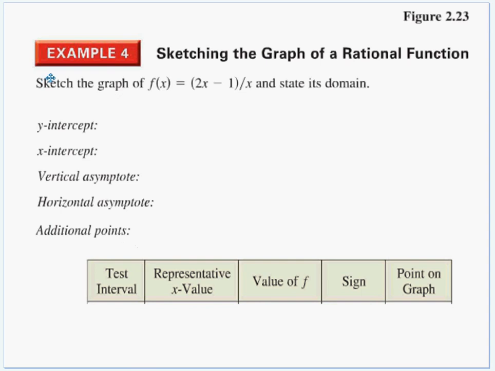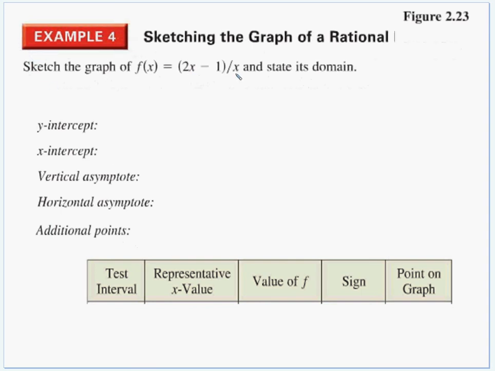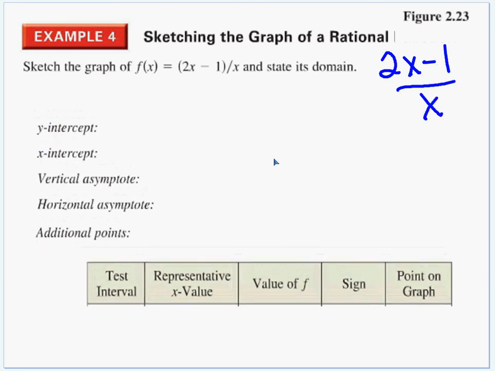Okay, sketch the graph of this, 2x minus 1 over x. And they give us a few clues here. The y-intercept: if we put zeros in for the x's, you'll get 2 times 0 minus 1 over 0. We cannot divide by 0, so there's no y-intercept.